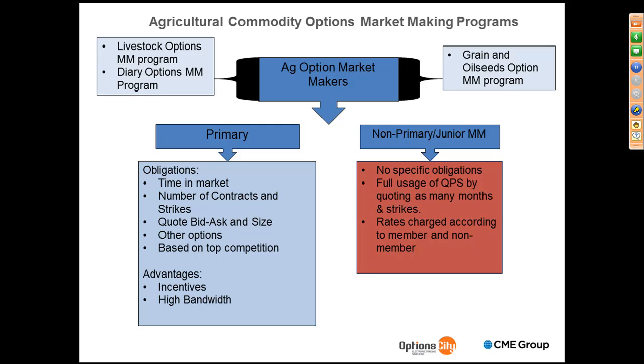And the other sector are junior market makers. If you're new to market making, you want to try out the waters. You want to have a mass quote session and start streaming quotes in the CBOT ag options or livestock options. What normally we would do is give you a mass quote session with some QPS. The QPS does not exceed 200, normally it's between 75 to 200. And you can use that bandwidth to quote the number of months and strikes that you want to. And the rates that you pay depend on if you're a member or a non-member of the exchange.